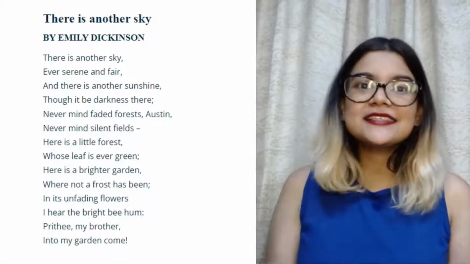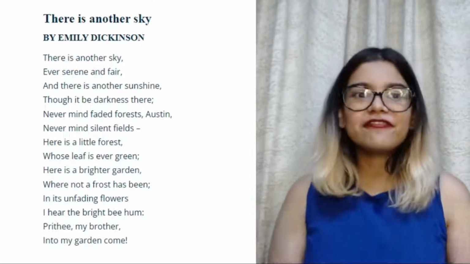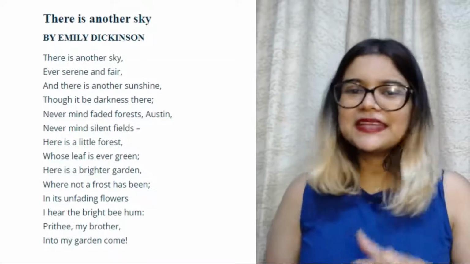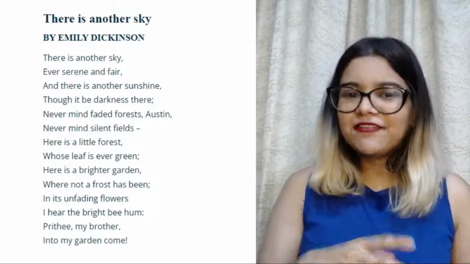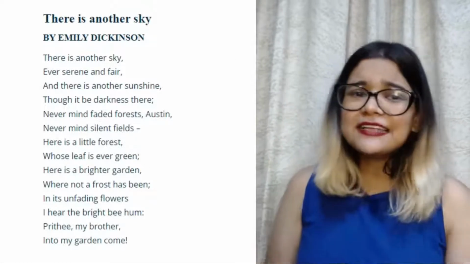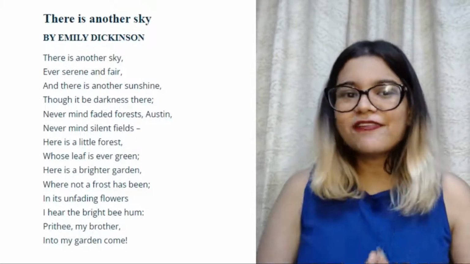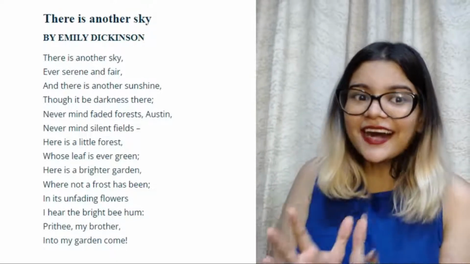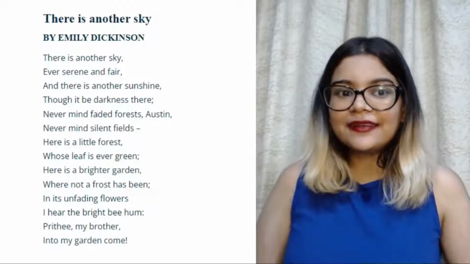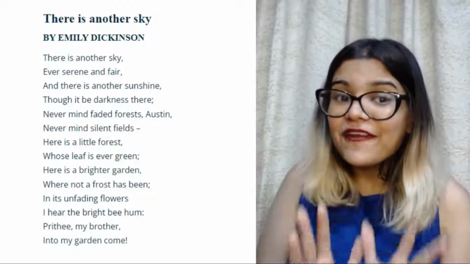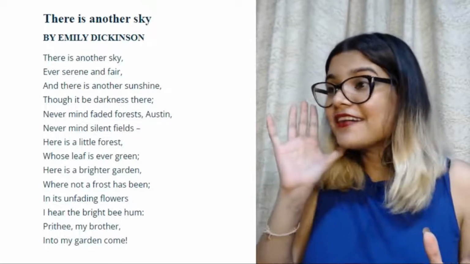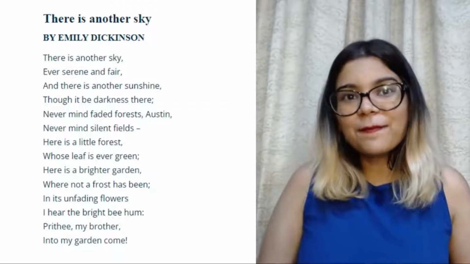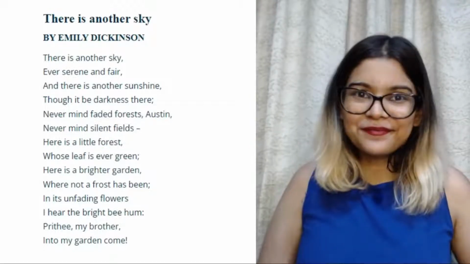There is another sky, ever serene and fair. There is another sunshine, though it be darkness there. Never mind faded forests, Austen, never mind silent fields. Here is a little forest whose leaf is evergreen. Here is a brighter garden where not a frost has been. In its unfading flowers, I hear the bright bee hum. Prithee, my brother, into my garden come.